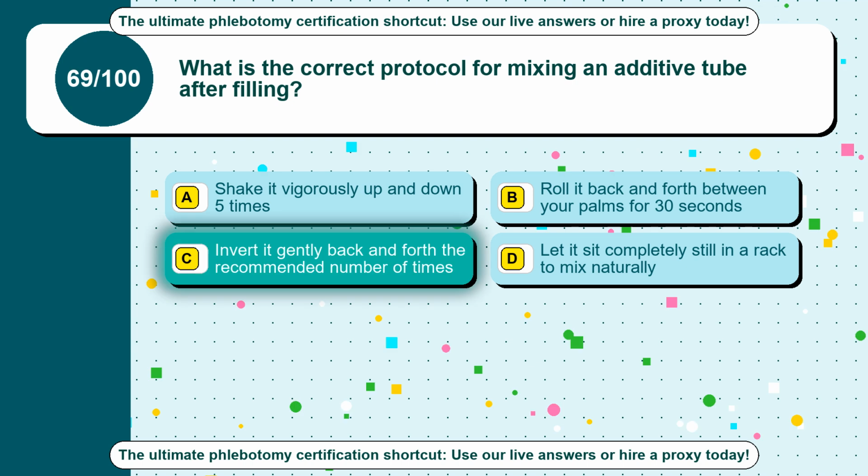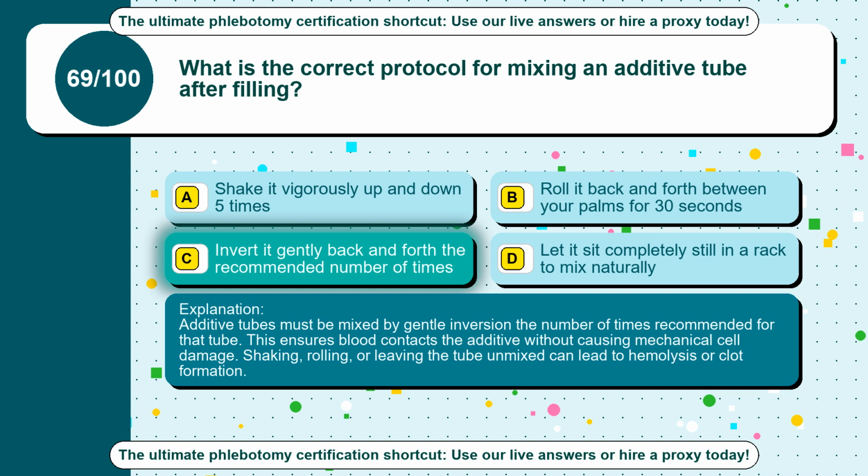The correct answer is option C, invert it gently back and forth the recommended number of times. Additive tubes must be mixed by gentle inversion the number of times recommended for that tube. This ensures blood contacts the additive without causing mechanical cell damage. Shaking, rolling, or leaving the tube unmixed can lead to hemolysis or clot formation.